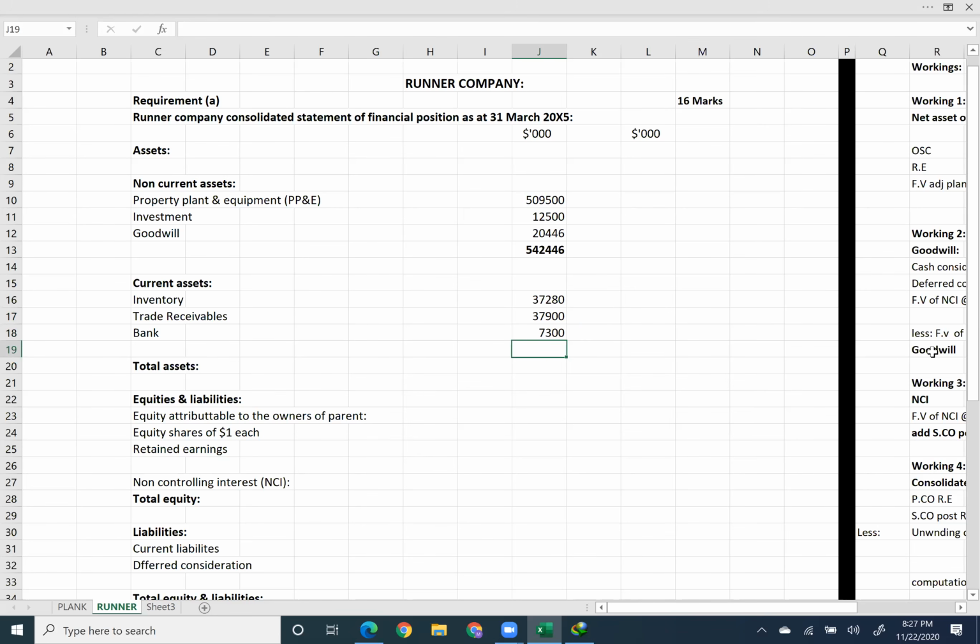Okay. Now let's calculate the total assets number. 624,926 is the total assets.